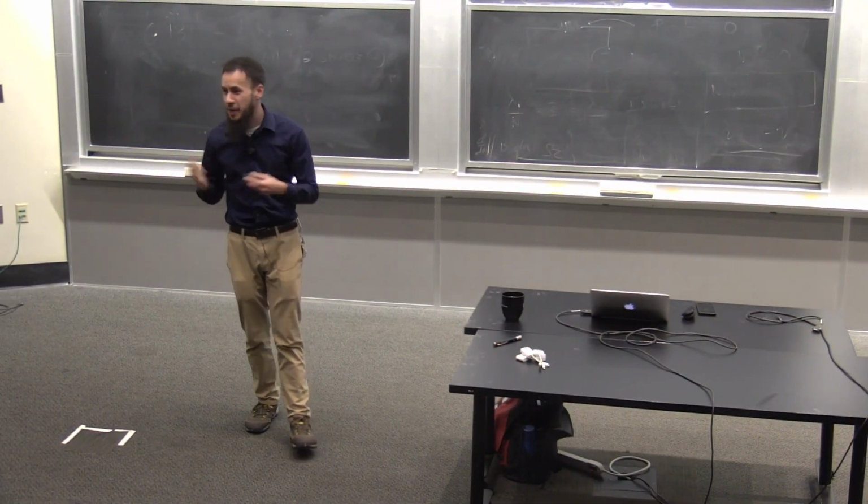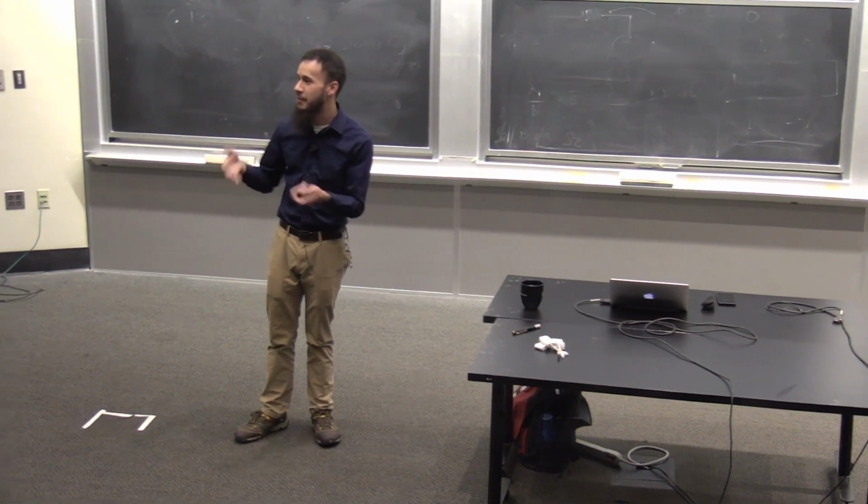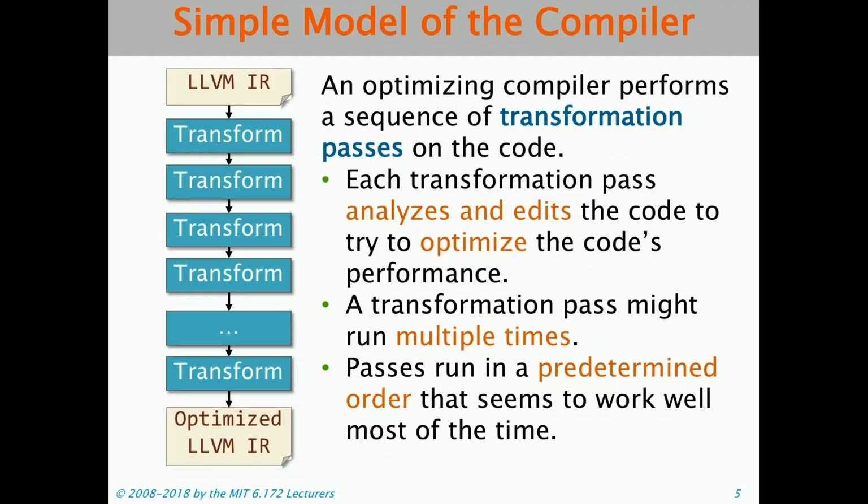So the first thing to understand about a compiler is a basic anatomy of how the compiler works. The compiler takes as input LLVM, and up until this point, we thought of it as just a big black box that does stuff to the IR and out pops more LLVM, but it's somehow optimized. In fact, what's going on within that black box, the compiler is executing a sequence of what we call transformation passes on the code. Each transformation pass takes a look at its input and analyzes that code, and then tries to edit the code in an effort to optimize the code's performance.